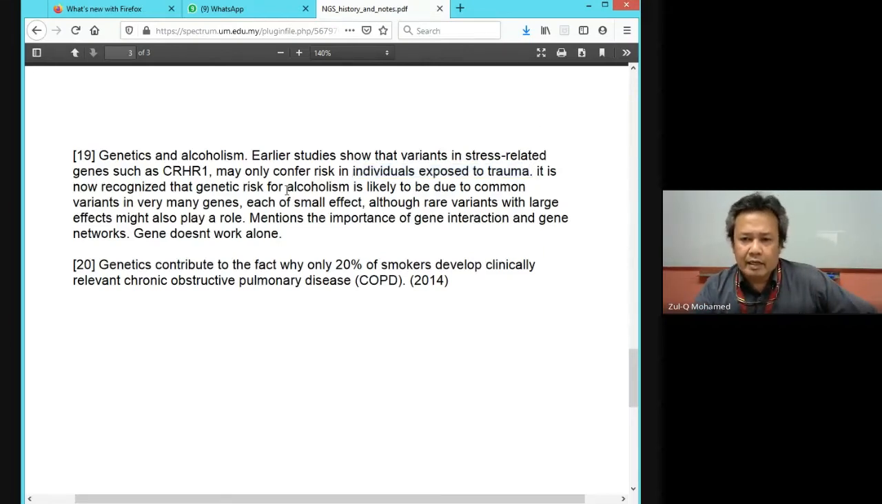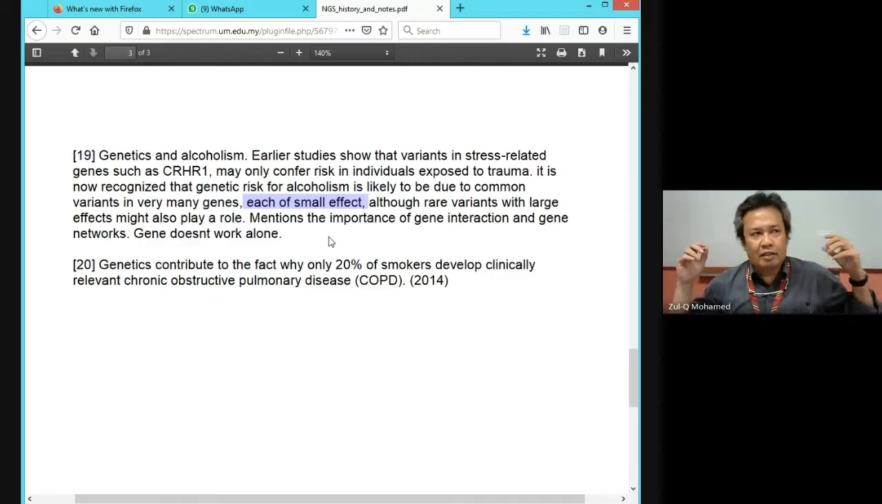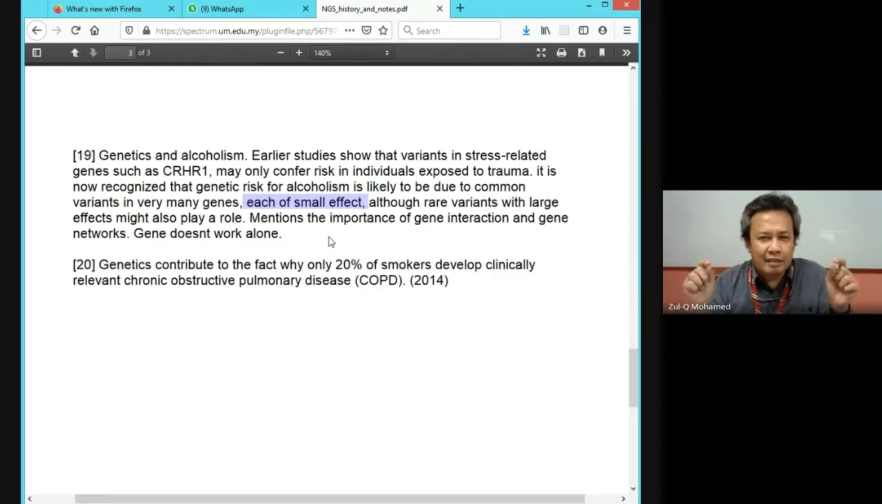So basically, earlier studies show that these variants are stress related and may only confer risk in individuals exposed to trauma. It is now recognized that genetic risks for alcoholism are likely due to common variants in very many genes, right? Each of small effect. There are a lot of factors contributing, but each contributes very small effects, although collectively it may be significant. Rare variants with large effects may also play a role. It also mentions the importance of gene interaction.